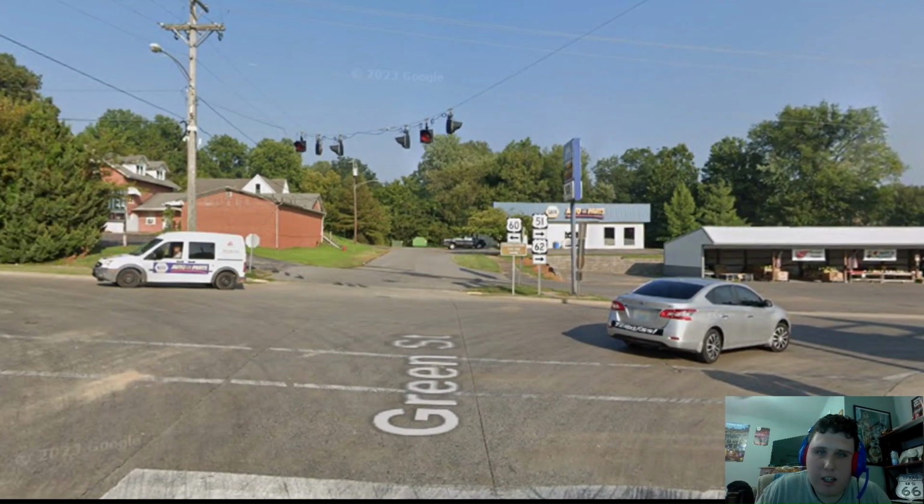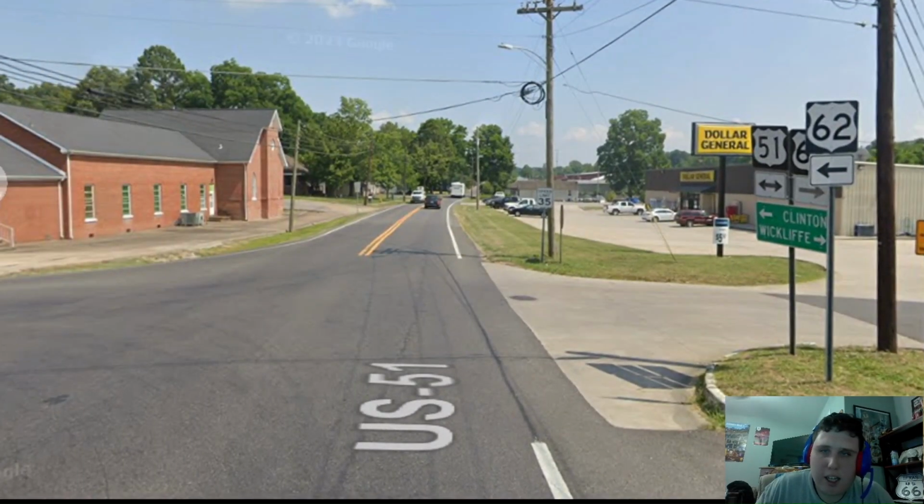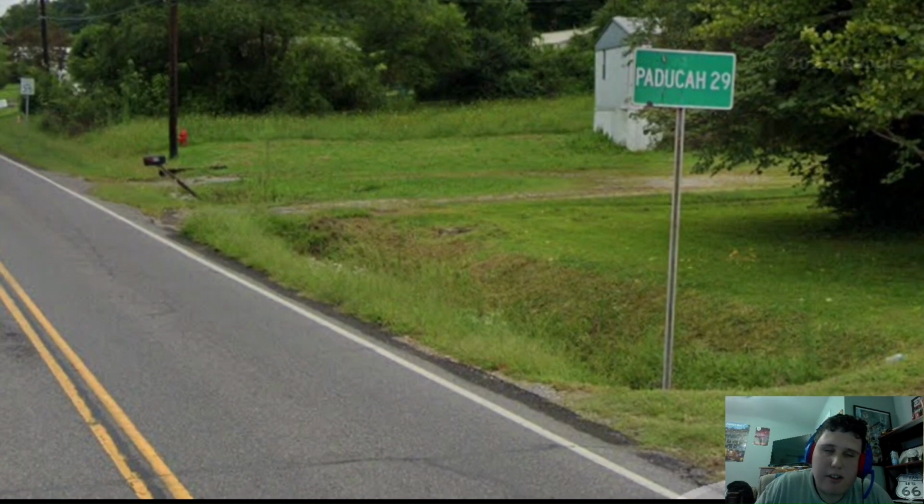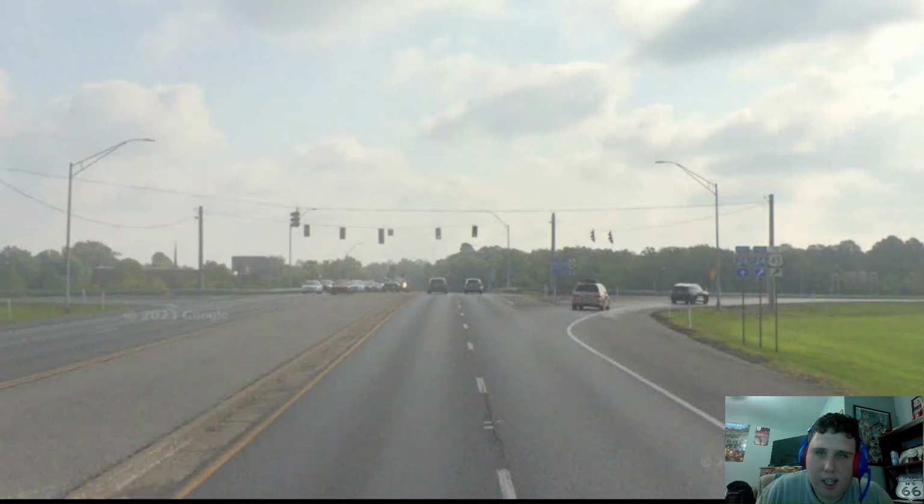And here we are in Kentucky, and 62 and 51 are going to be concurrent with each other as 60 leaves to head northeast of here. And here is US 62 splitting off from US 51, and we're now signed north for Clifton. And on a mileage sign, we just get Paducah, which is 29 miles away. Here in Paducah, we're meeting Interstate 24.